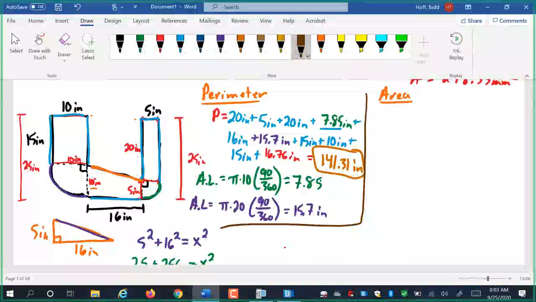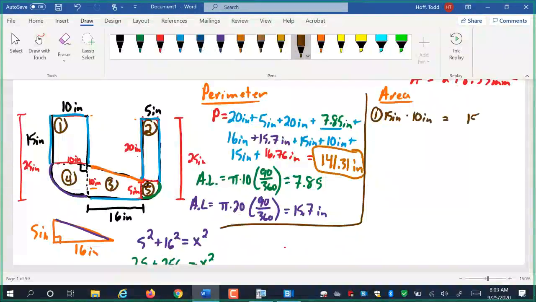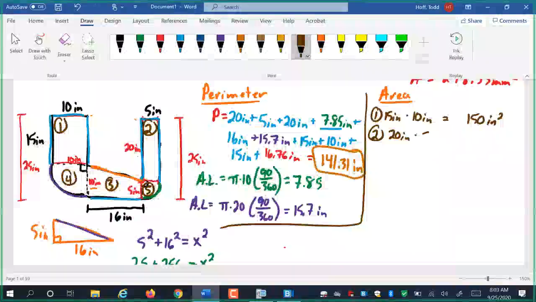The area. We have 5 distinct pieces here: 1 and 2, we'll call this one in here 3, and then the quarter circles will be 4 and 5. Area 1 is just a rectangle that's 15 inches by 10 inches. That would be 150 square inches. Area 2 is also a rectangle that is 20 inches by 5 inches, or 100 square inches.